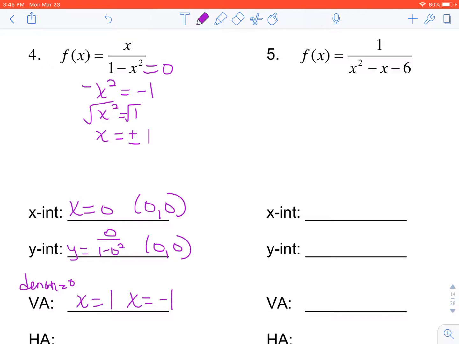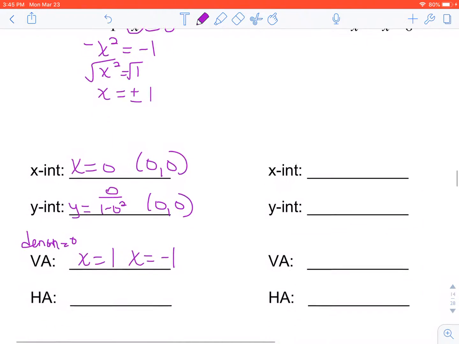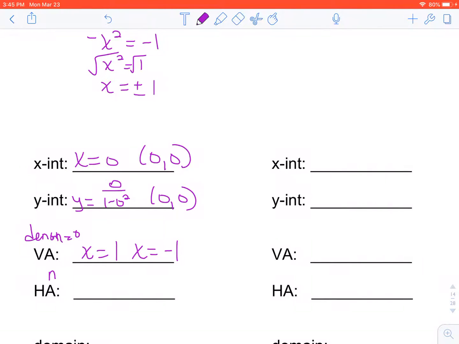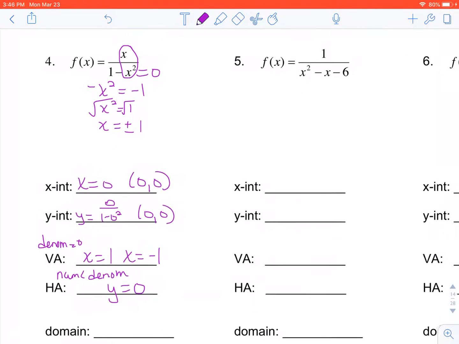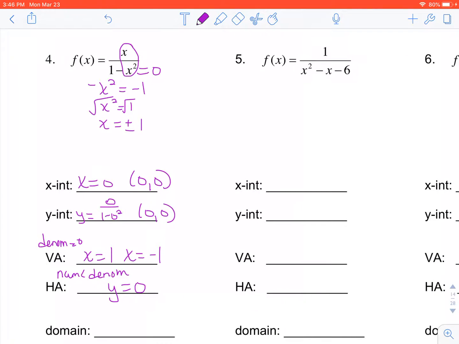The last part is the horizontal asymptotes, and that's when we look at the powers of the leading coefficient. And in this case, the power on the top is less than the power on the bottom. And because of that, we get y equals 0. So that would have been the second kind of property that we talked about with asymptotes.